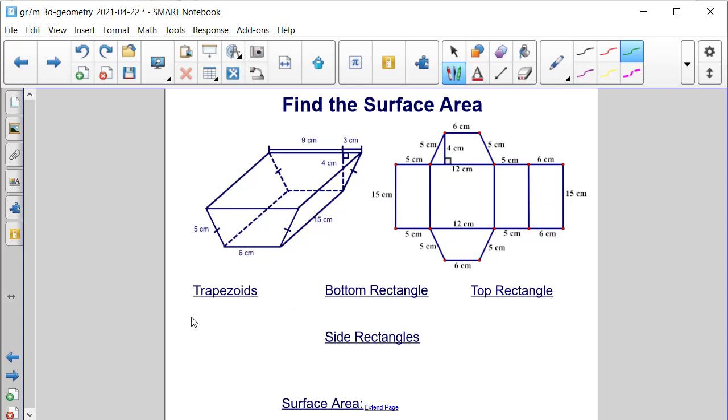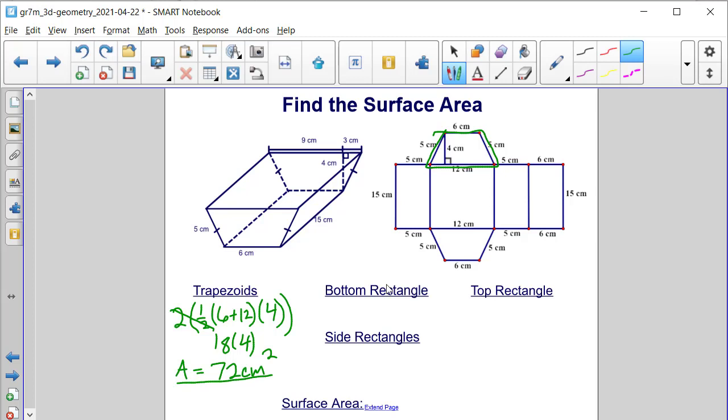So for the trapezoids, we have 2 of them, and the area of each trapezoid will be 1/2 times the sum of the 2 bases, which would be 6 and 12, and then multiply that by the height, which is 4. So then the 2 and the 1/2 cancel each other out. So we have 18 times 4, which will give us 72 square centimeters for the area of both trapezoids together.